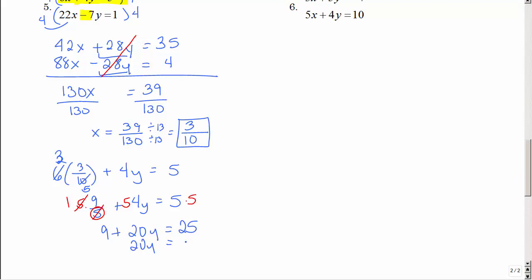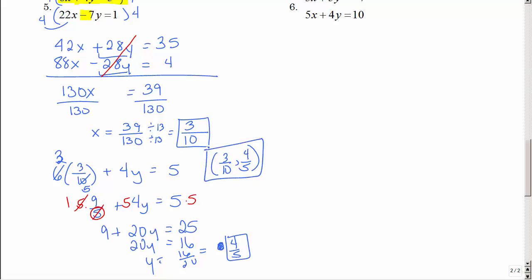So subtract 9 and divide by 20. Let's see, 16 over 20. I believe that reduces to, not 8/10, let's see, divisible by 4, 4/5. So x is 3/10 and y is 4/5. This is another good example of why the graphing method would not be really good, because I just don't think we could get our graphs that accurate.